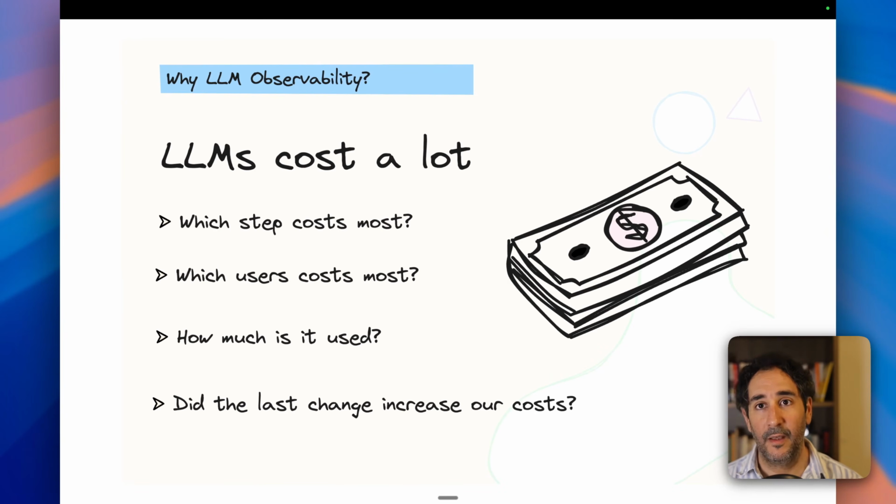And now the last reason is that large language models cost a lot. It's very different from software, which has a kind of constant cost. LLMs scale with usage. Different large language models have different costs, and different prompts or RAG strategies can have different numbers of tokens and different costs, which means you need a way to understand, after putting your system in production, which steps in my agent are costing me much, where can I do optimization, which users even are costing me a lot, how much are my prompts or different agents used, and what is the effect of the changes I made to my agent on both cost and latency.